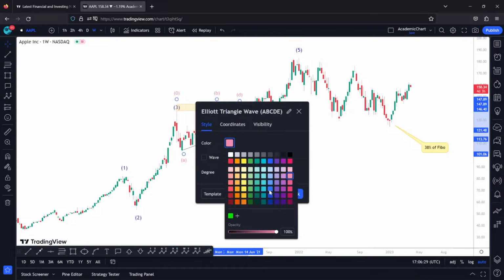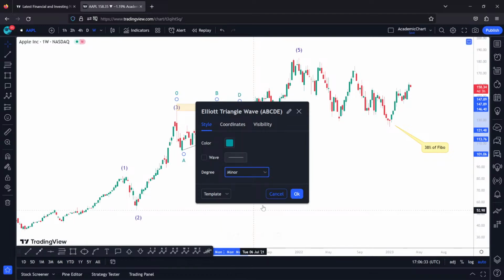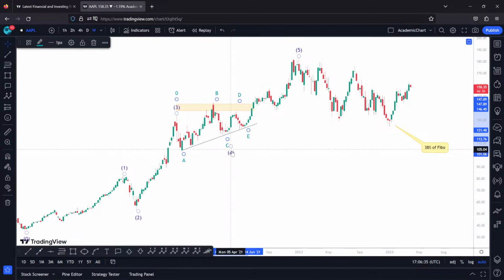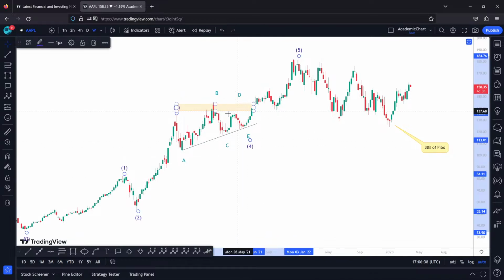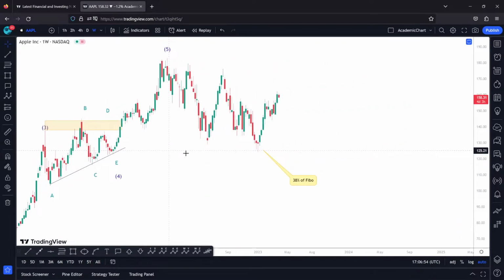Let's just choose a better color. This is going to be our minor wave inside this fourth wave. And as you can see, after completing the triangle, momentum just created its last, final fifth wave. And now we are seeing 30 up to 38 percent of Fibo as the corrective structure.